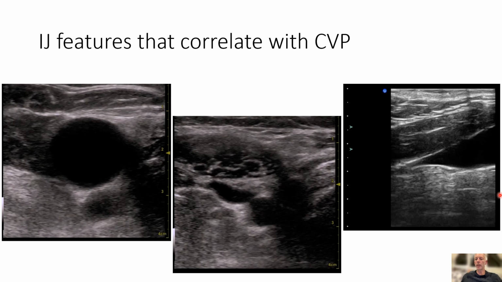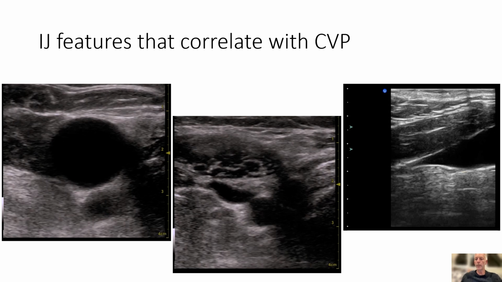Next, we will look at the location of maximal tenting as a way to identify the height of the JVP. The image on the right is a long axis view of the internal jugular vein that shows the location where the internal jugular vein is tenting. This location corresponds to the position of the neck where the jugular venous pulsation can be seen on physical exam. Right here is that location where you can see the tenting of the internal jugular vein.